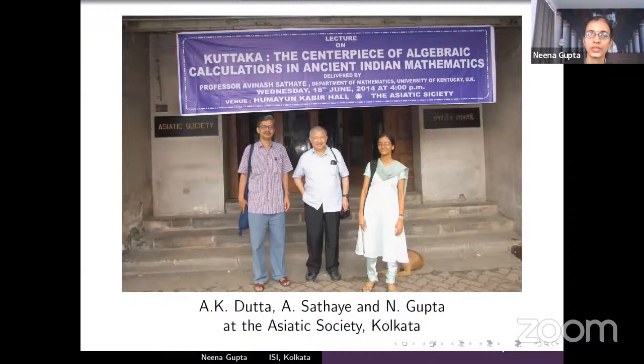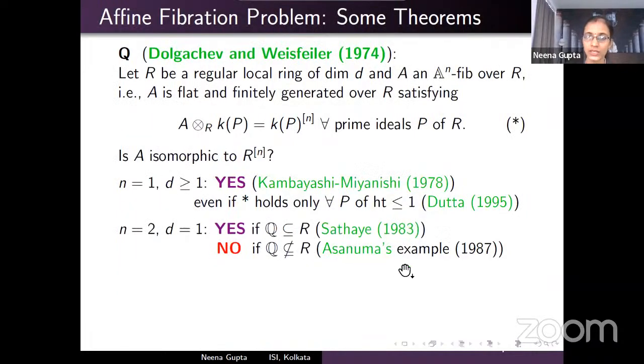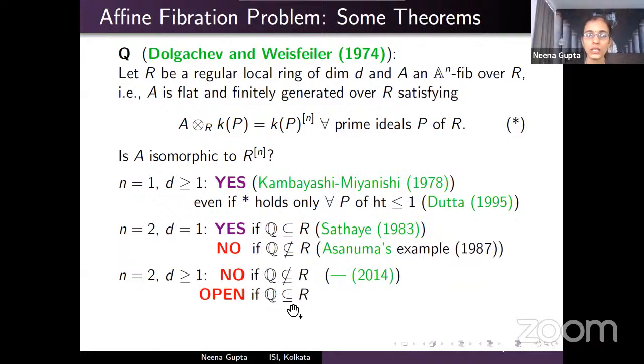Professor Sathaye has also visited ISI several times, and my supervisor Amartya Kumar Dutta along with me. Now this example of Asanuma shows that if the ring does not contain the field of rational numbers, then an A^2 fibration need not be a polynomial ring. So this is why this example of Asanuma is very important. This example of Asanuma had been generalized by me to give examples of A^2 fibrations over any arbitrary ring of any dimension.